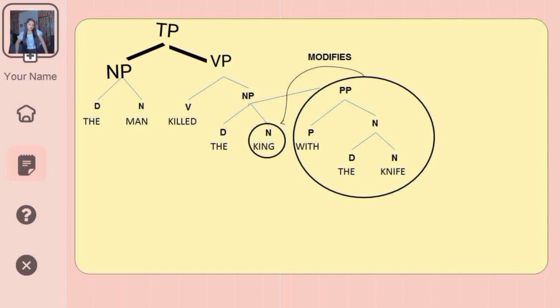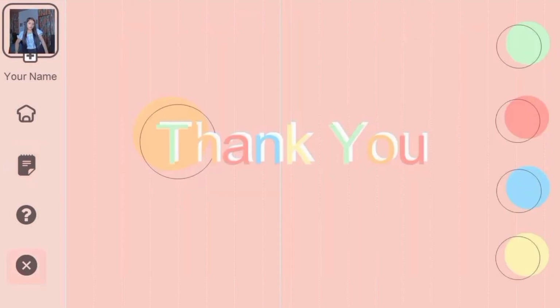These examples highlight an important feature of syntactic trees. Trees allow us to distinguish between ambiguous readings of the same surface sentence. That's all. Thank you.